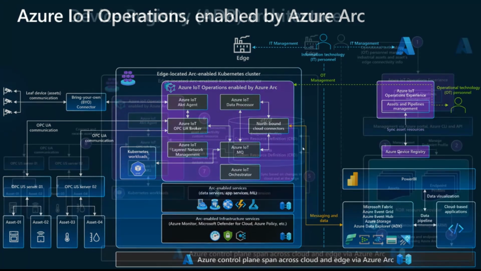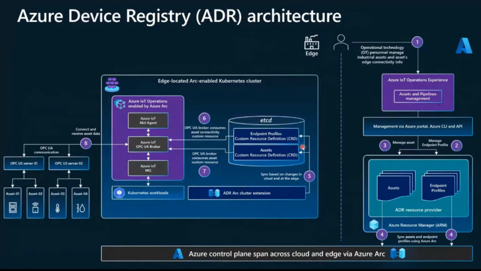If we go to the next slide, we are zooming in on the Azure Device Registry architecture. I'll walk you through that before we talk a bit more about what ADR is really trying to accomplish. Where we start with ADR is the OT operations team that's looking to manage their assets from the cloud. On the right-hand side of the diagram, you see that they're able to manage both the endpoint profile, which we'll talk about in a moment, as well as the asset that you mentioned earlier. What ADR does here is bridge the world of Azure Resource Manager, the way resources are exposed in the cloud, with the Kubernetes-native edge.